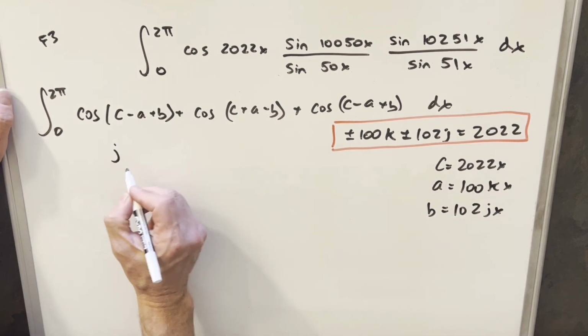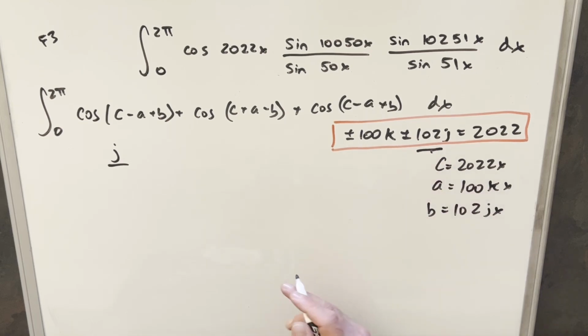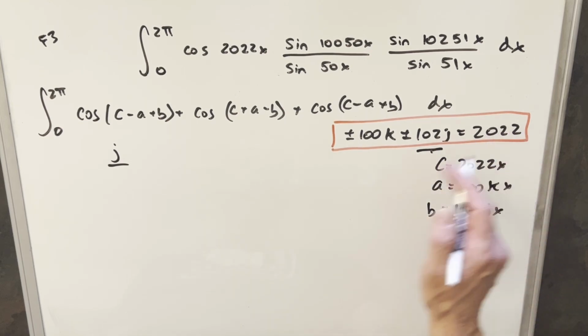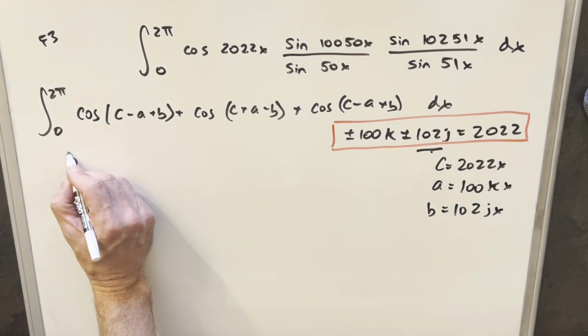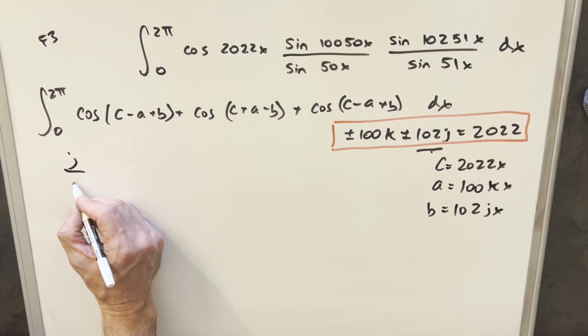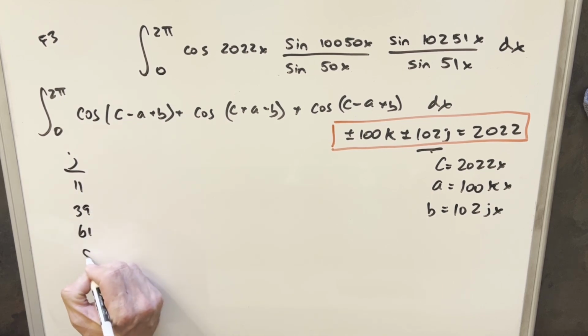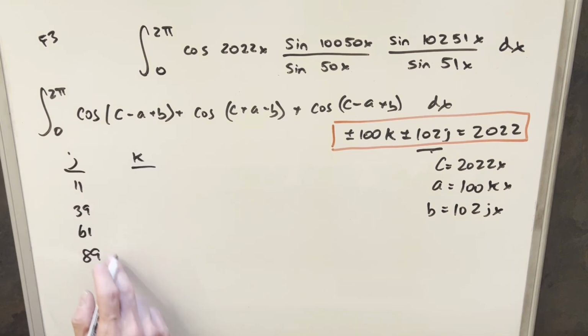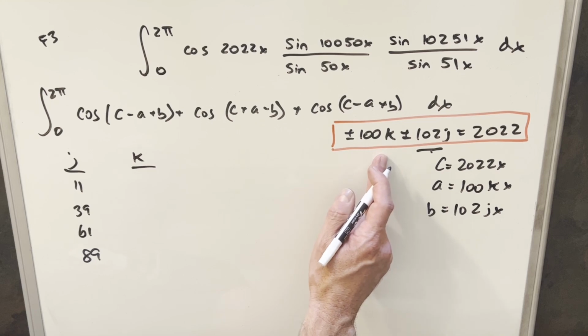What you can find is, because we have a 100 coefficient on the k, we really need this term here to end in 22 or 78 in order to get us to an even multiple of 100. And so what I found for that was there's 4 values of j we can use: 11, 39, 61, and 89. Once we have our possible j values, we just have an equation with one variable, so it's going to be really easy to solve for k.